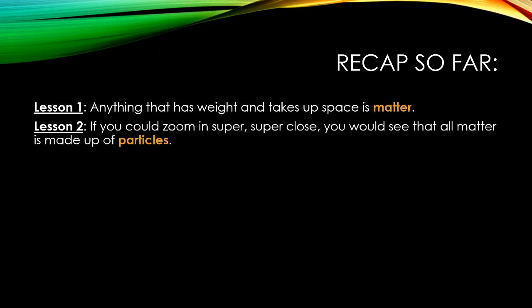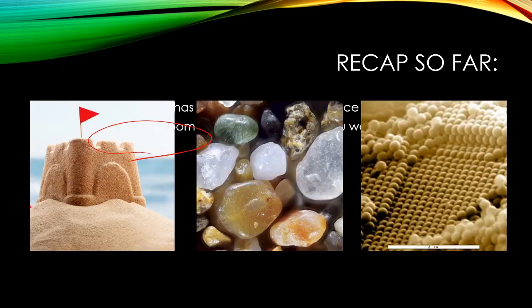Second of all, in lesson 2, we learned that if you could zoom in super, super close, you would see that all matter is really made up of tiny, tiny particles. Everything is made up of tiny, tiny particles of itself. So, for example, you might have a sandcastle there on the beach, and if you could zoom in super, super close with a microscope, you would see that the sandcastle is made up of little grains of sand like this. But even those grains of sand are made up of tiny, tiny particles that are smaller than that.